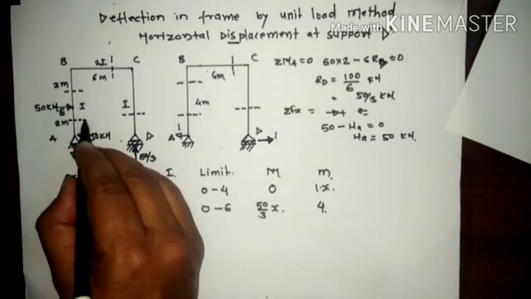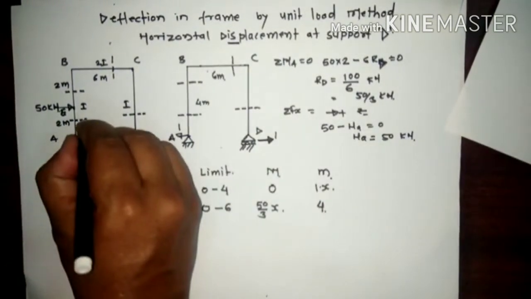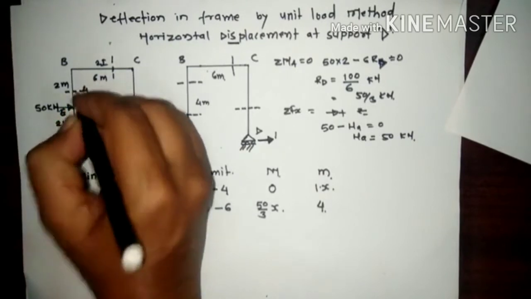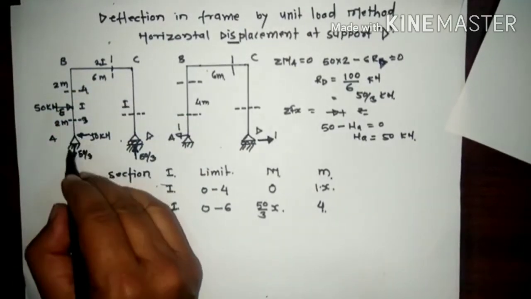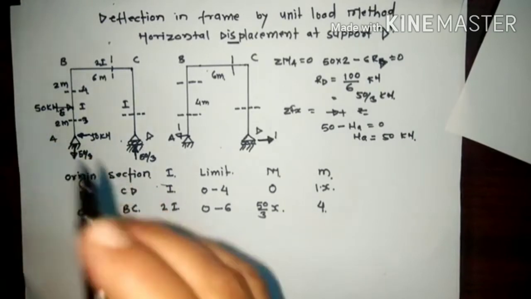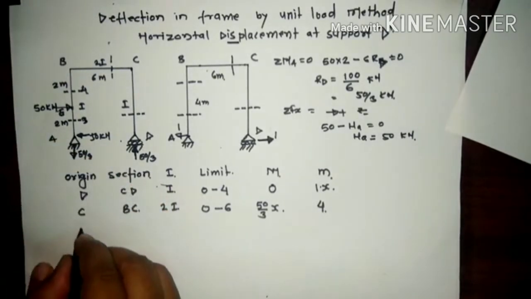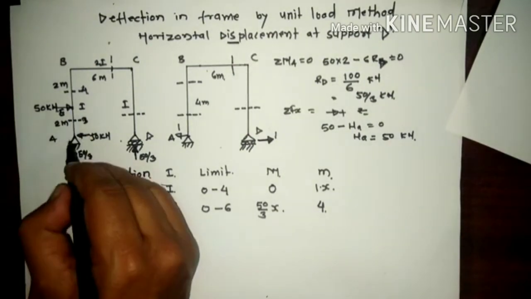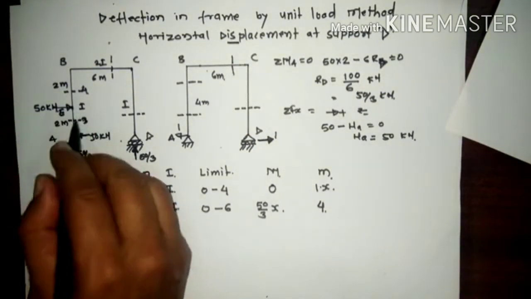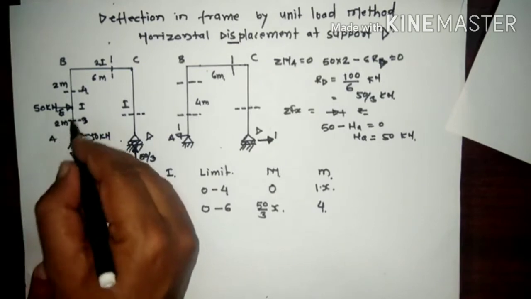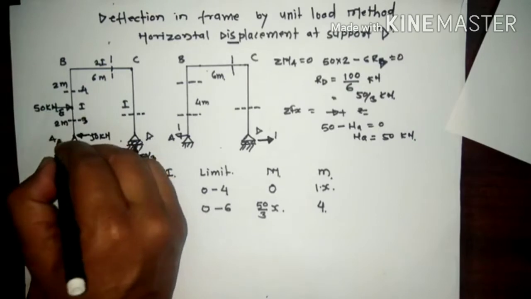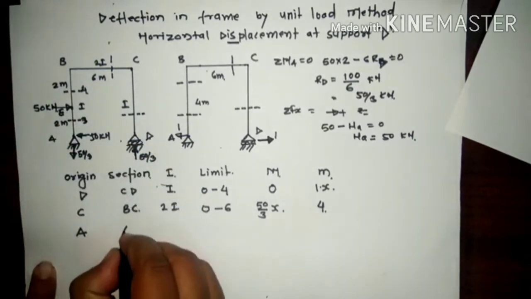Now we are taking these two sections. So now first we take this section. Suppose this is our third section and this is our fourth section. Now for this section we are taking the origin is our A. Now the span is what? Between this A to E, because the section is in between the forces. So this is one section, this is another section. So this is A to E.